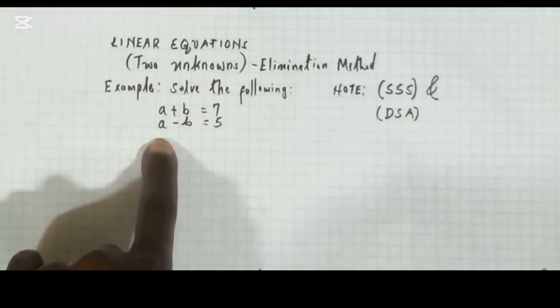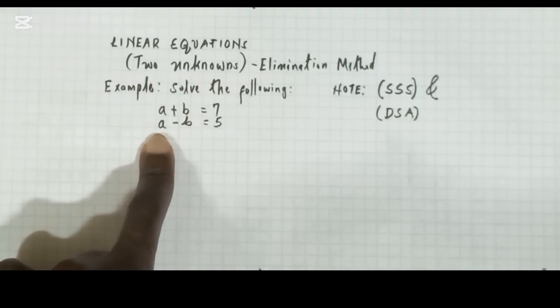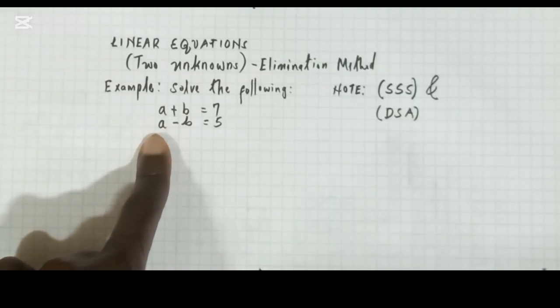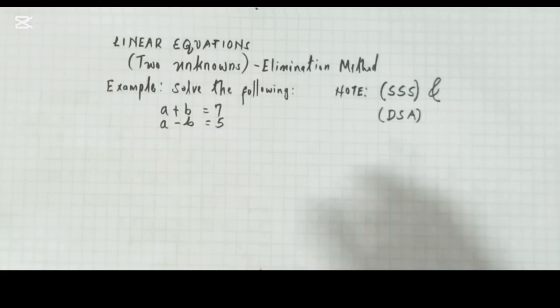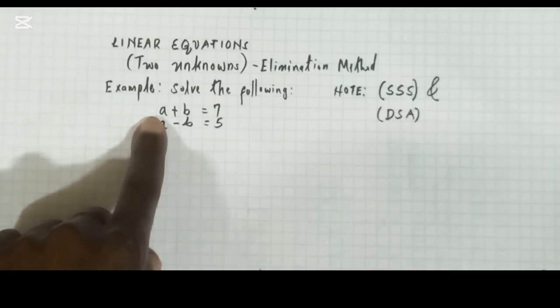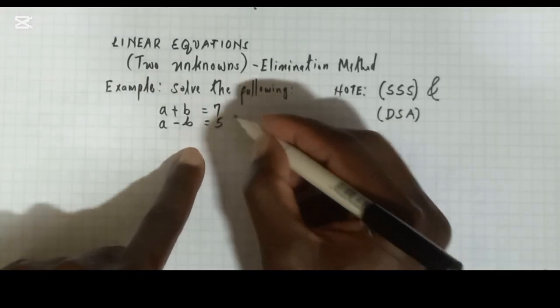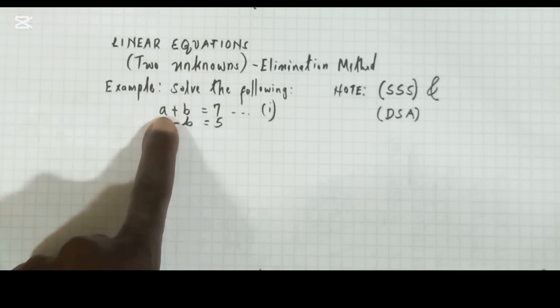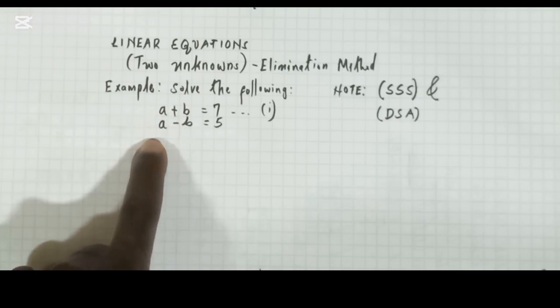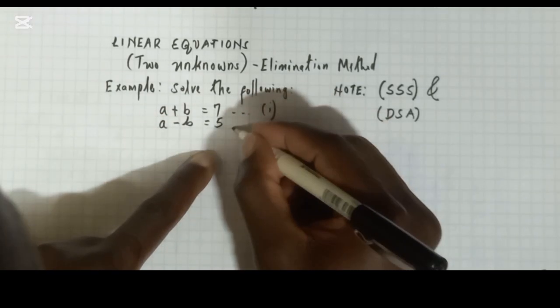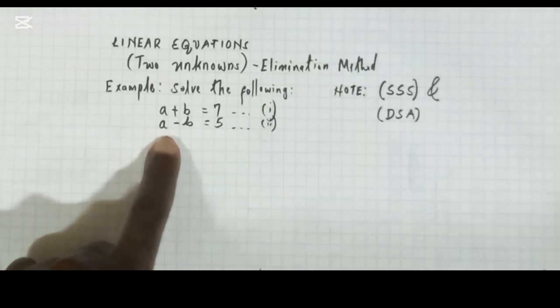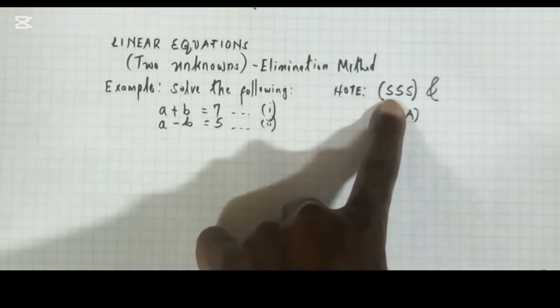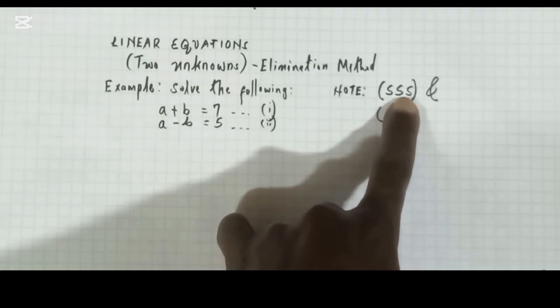Coming to this equation, I propose that we eliminate a and then find the value of b in the process of solving this simultaneous equation. Look at a. In the first equation, a is a positive variable, and a in the second equation is also a positive variable. So we are going to use the first golden rule, same sign subtract.